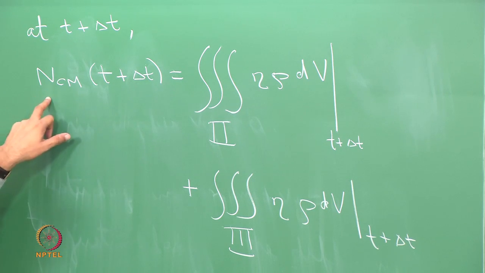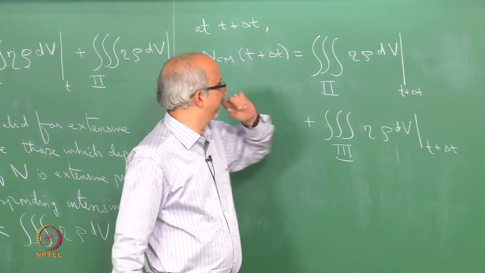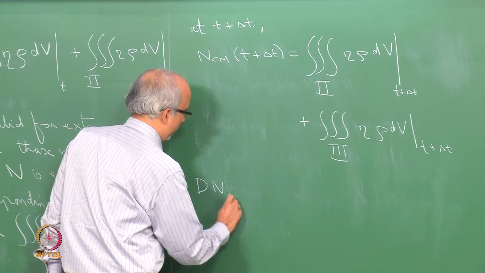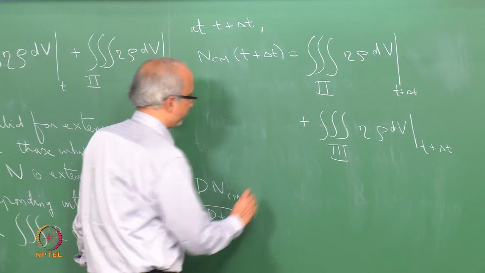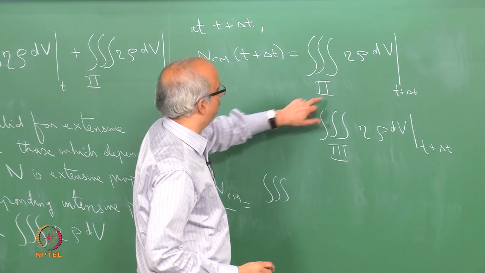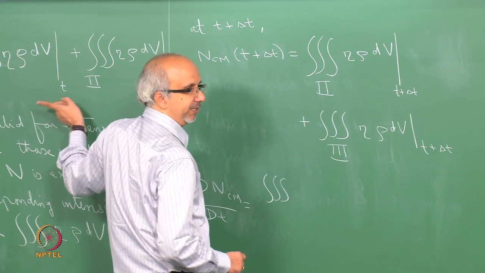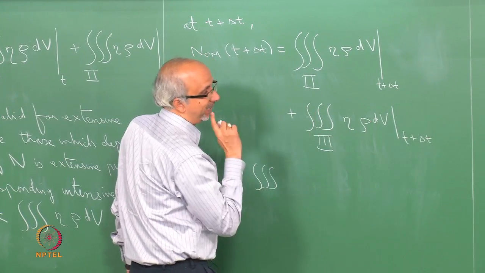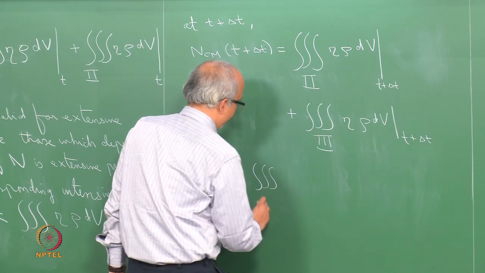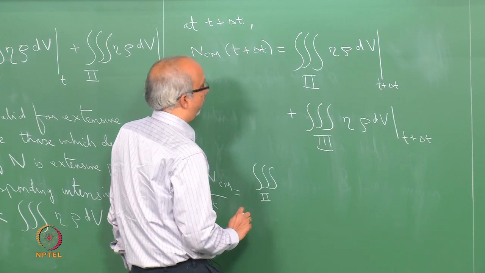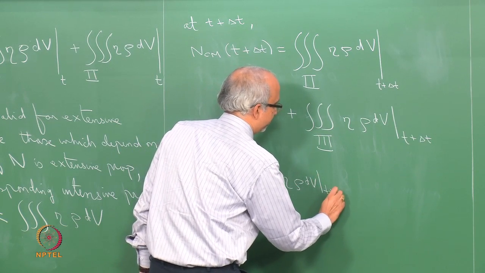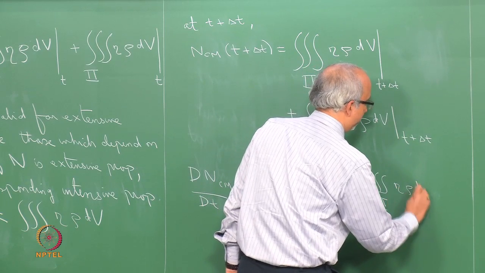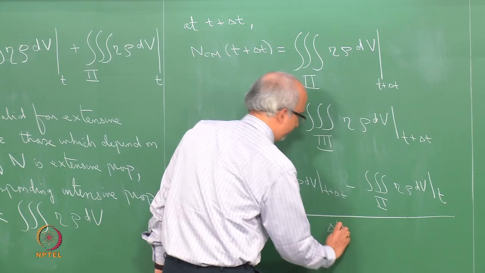So, what we want to do is we want to subtract and get the numerator, that is N CM of t plus delta t minus N CM of t, and so we just go back and rewrite d dt of N CM of t as integral. I am going to combine, see what you observe is that the region 2 is common here as well as in the other term. So, I am going to club those two together, I am going to club the other two together, okay. So, the numerator of my substantial derivative, my material derivative, becomes integral over region 2 of eta rho dV at t plus delta t minus integral over region 2 again of eta rho dV evaluated at t, divided by delta t, okay.